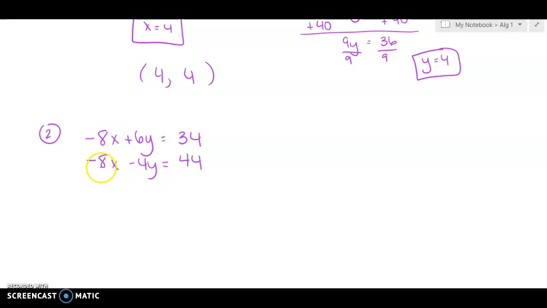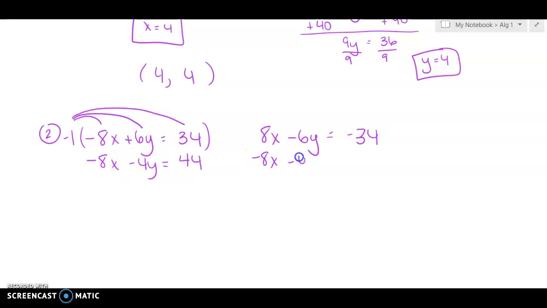We have a negative 8 and a negative 8. We want one of these to be positive. So it's your call on which one you want to make positive. Let's say we want to make the top x positive 8 instead of negative 8. We're going to have to multiply the entire thing by negative 1, because negative 1 times negative 8 will become a positive 8. So you're going to distribute the negative 1 to everything. Negative 1 times negative 8 is positive 8. Negative 1 times 6y is negative 6y. Equals negative 1 times 34 is negative 34. The bottom equation we didn't have to do anything to. Sometimes you'll have to multiply both equations by something.